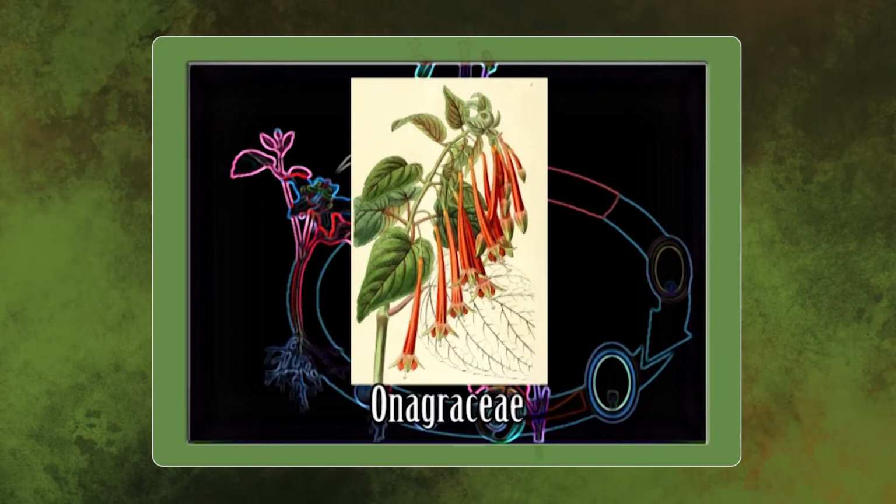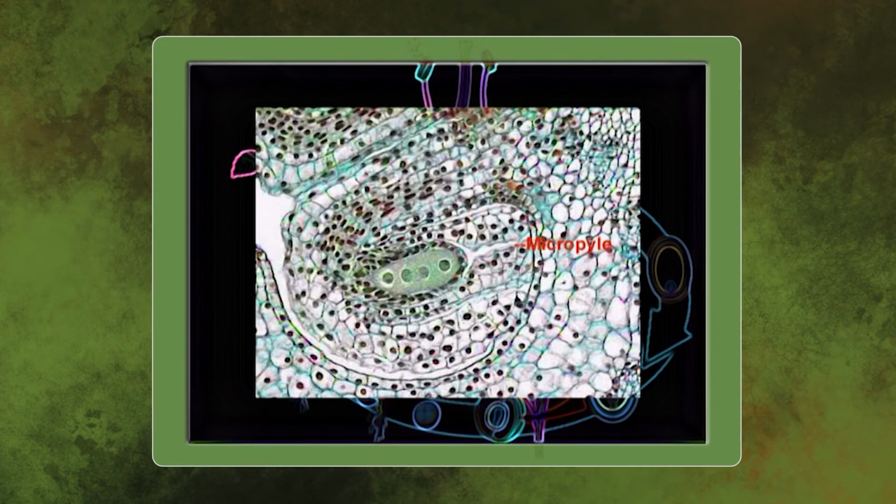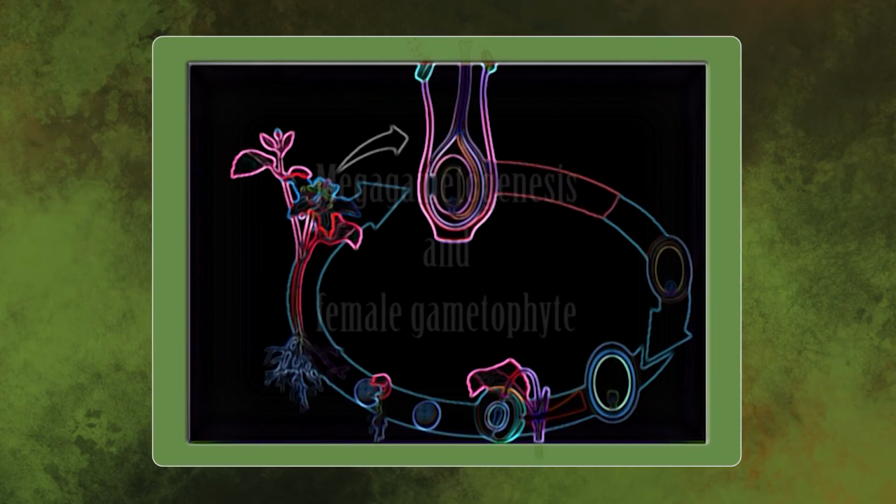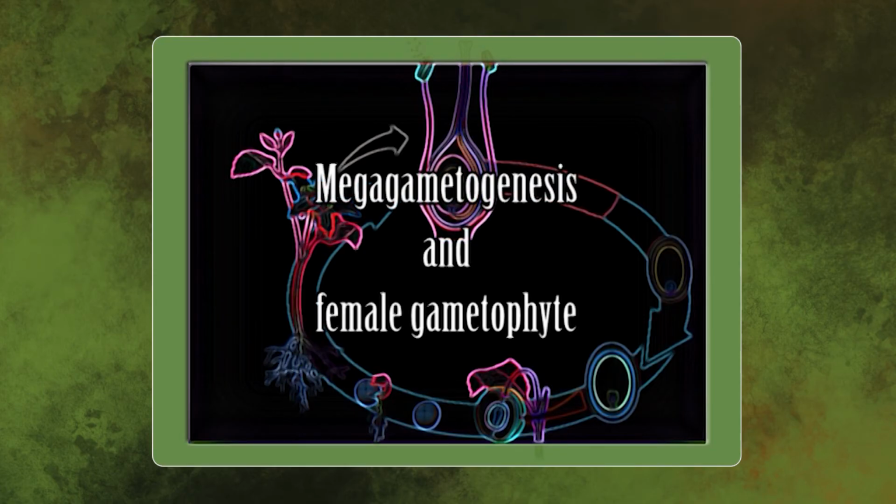Generally, it is the callosal megaspore of the tetrad that is functional. However, in Onagraceae, the embryosac is formed by the micropylar megaspore. In Schizomeria serrata, as a rule, the subcallosal megaspore is functional. Next step is megagametogenesis and female gametophyte.